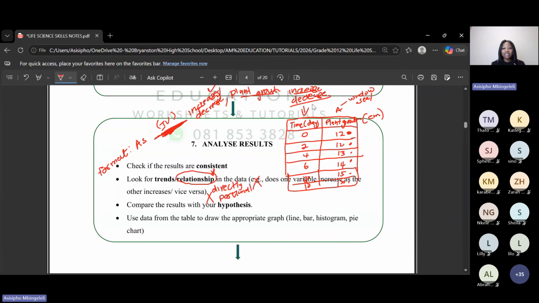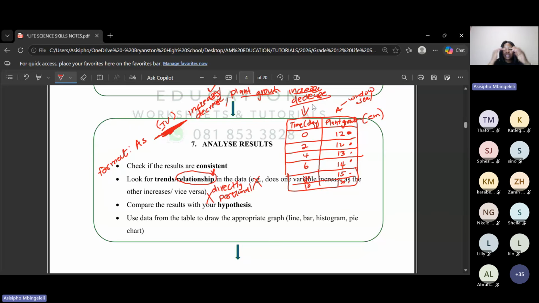So my answer, and it's normally for 2 marks: as the days go by, or as the days increase, the plant growth also increases. I need the word increase. But sometimes it will be increase, decrease. Sometimes it will be decrease, increase. You are directed by your numbers. It will not always be increase. So I hope it makes sense.